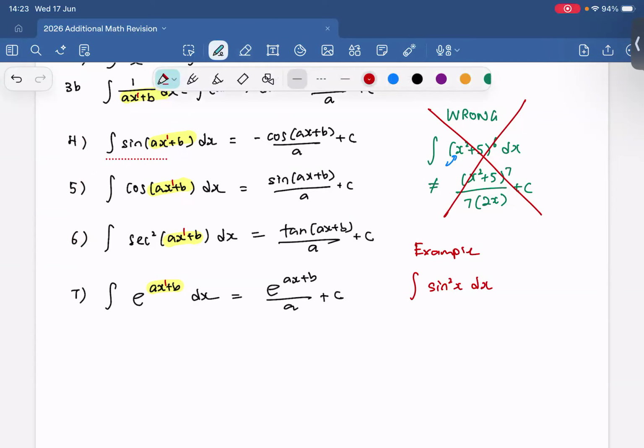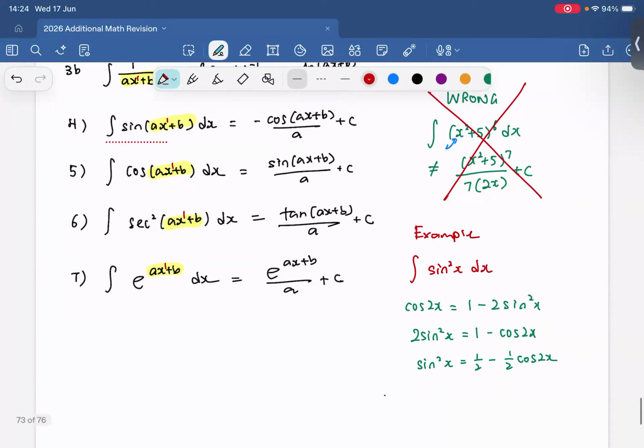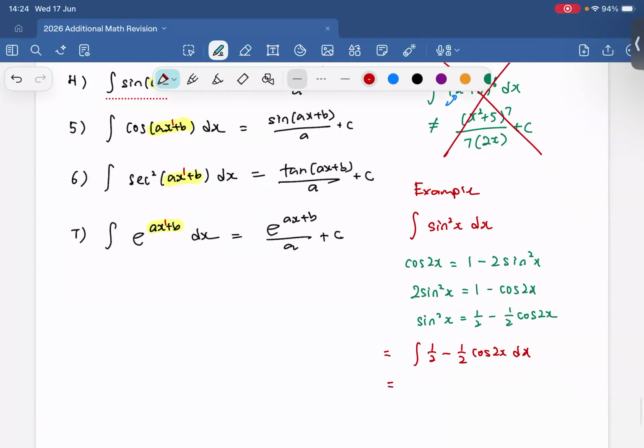So what we need to do is change how sine square x looks. Based on your formula sheet, we know that cosine 2x equals 1 minus 2 sine square x. So if I bring the sine square x over, this is 1 minus cosine 2x, and sine square x will be equal to half minus half cos 2x. So to integrate sine square x, I have to change it to half minus half cos 2x. Integrate half will give me half x. Integrate cosine 2x will give me what? Sine 2x over 2 plus c.